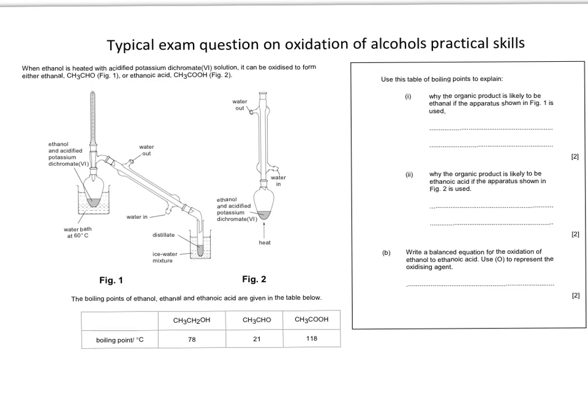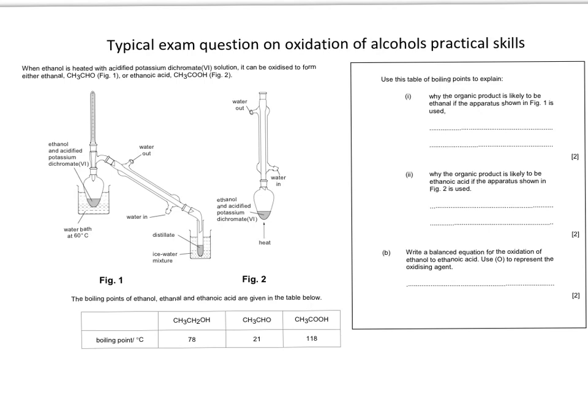So on the left of the page it gives you two diagrams. You can obviously see reflux and distillation, and it's using acidified potassium dichromate solution to form either ethanal on the left hand side or ethanoic acid on the right hand side. It gives you some data as well about the boiling points. So it says use the table of boiling points to explain why the organic product is likely to be ethanal if the apparatus shown in figure 1 is used.